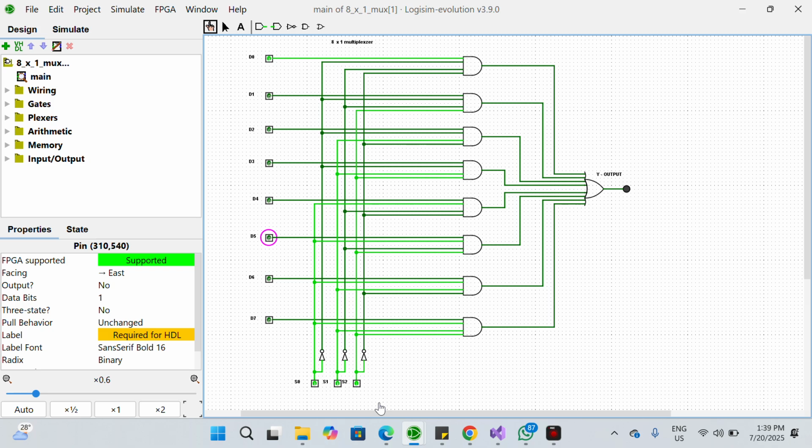The outputs of all AND gates are fed into one OR gate. Only one AND gate can be activated at a time, so only one input reaches the output, like this.